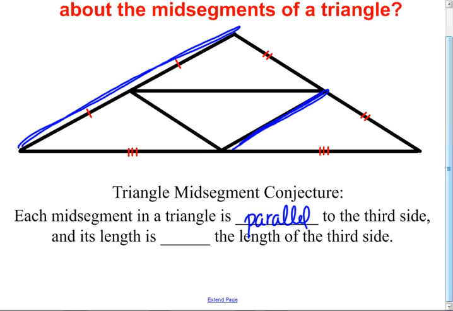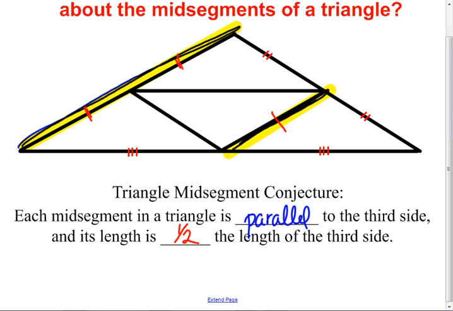And it's also interesting, this length here, what do you think is true about that? This length and this length, there's a relationship there. It's 1/2 of that side. So if I want to mark it with tick marks and be consistent, this segment is congruent to this segment is congruent to this segment. So it's 1/2 of the length of the third side.